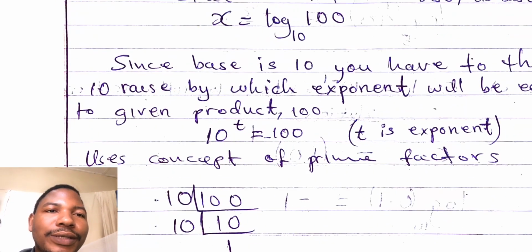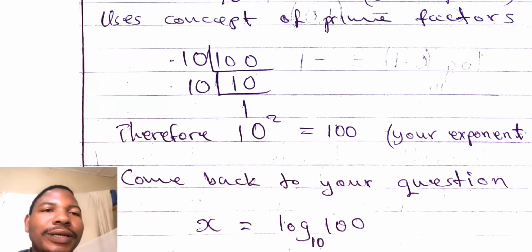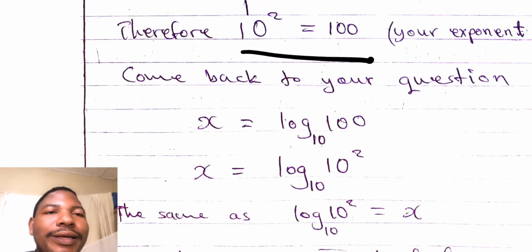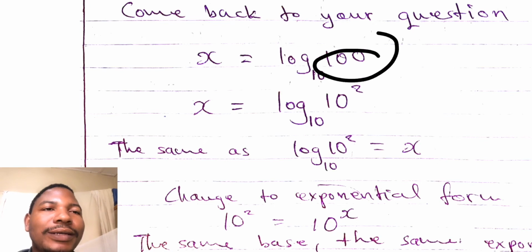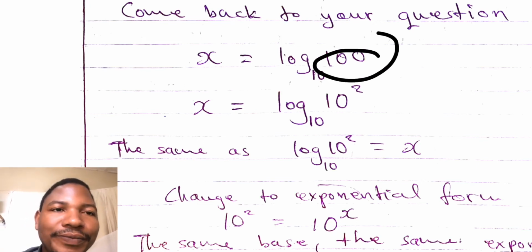As usual, 10 exponent t is equal to 100. So I have to check that it will be equal to 10 exponent 2 in order to get 100. Then x will be equal to log 100 base 10. Instead of writing 100, you can write 10 exponent 2. Then it becomes log 10 exponent 2, which is equal to x.